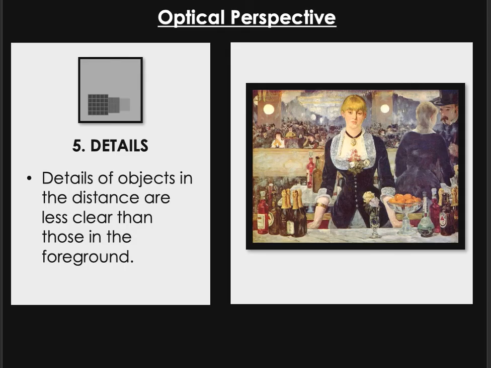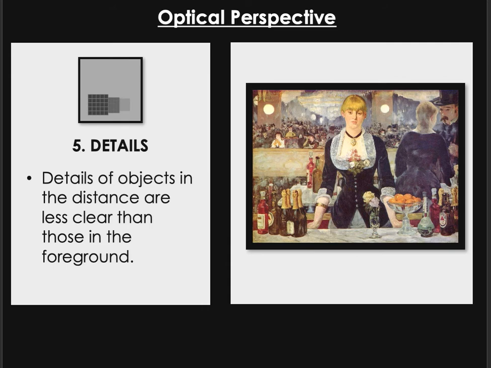And our last optical perspective technique is details. As objects become further away from us, they have more distance from us, then we are going to lose clarity. We're not going to be able to see as clearly as those that are in the foreground that are closer to us. And so I use this painting as a great example. The barmaid, the objects that are closest to us, we're able to read the labels to see the entire forms or the entire objects.